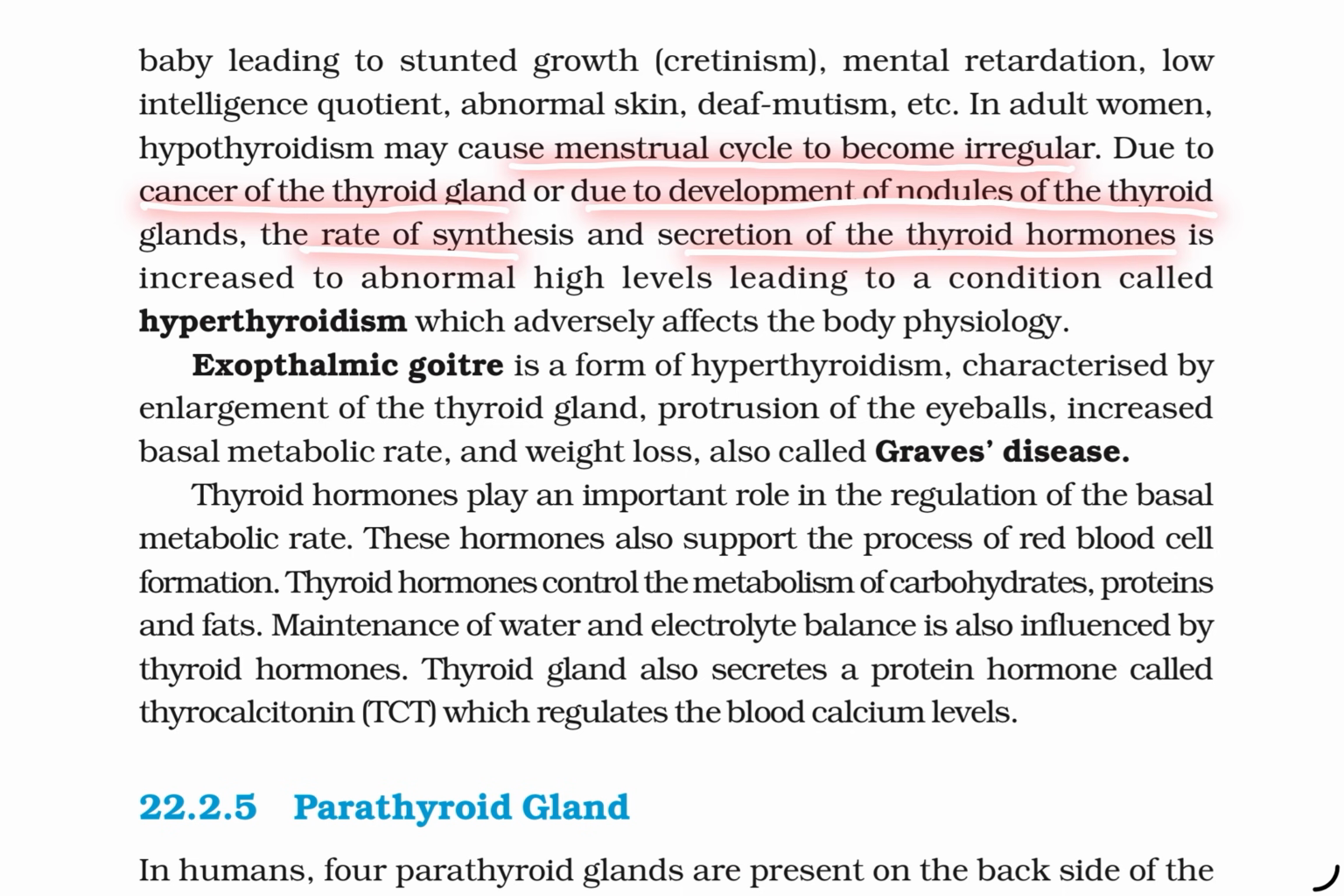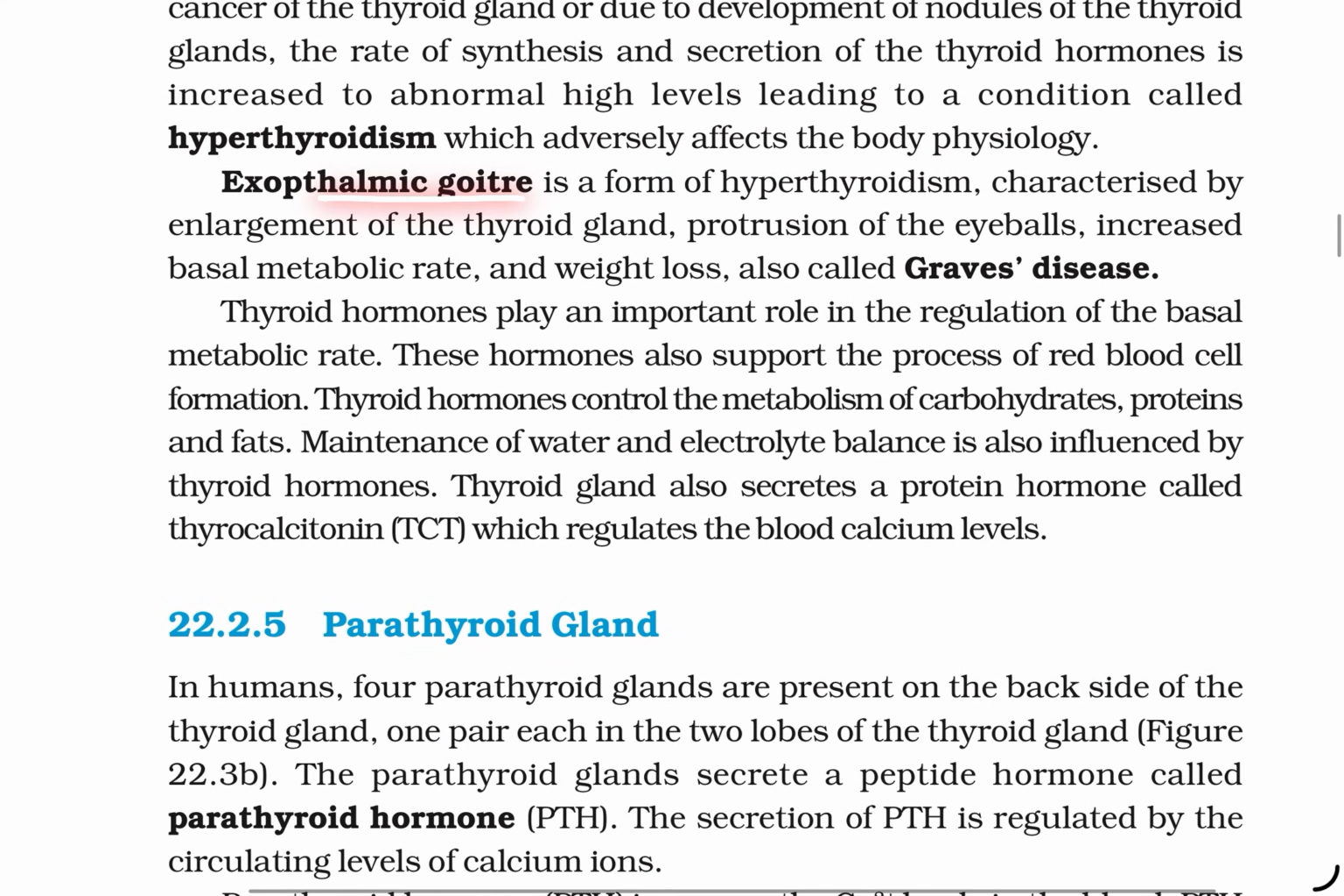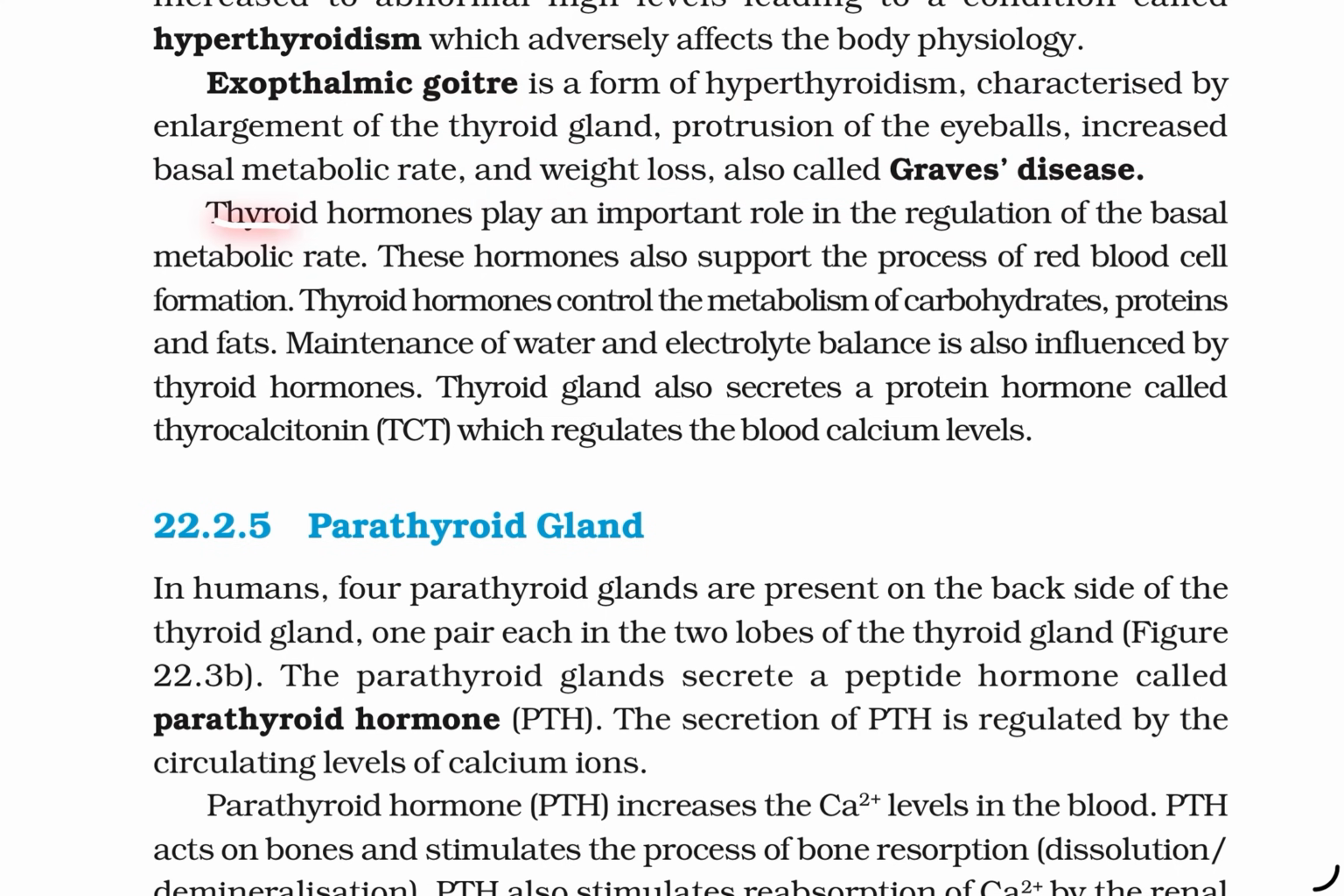The rate of synthesis and secretion of thyroid hormones is increased to an abnormal level, leading to a condition called hyperthyroidism, which adversely affects the body physiology. Exophthalmic goiter is a form of hyperthyroidism characterized by enlargement of the thyroid gland, protrusion of the eyeball, increased basal metabolic rate, and weight loss. It is also called Graves' disease.